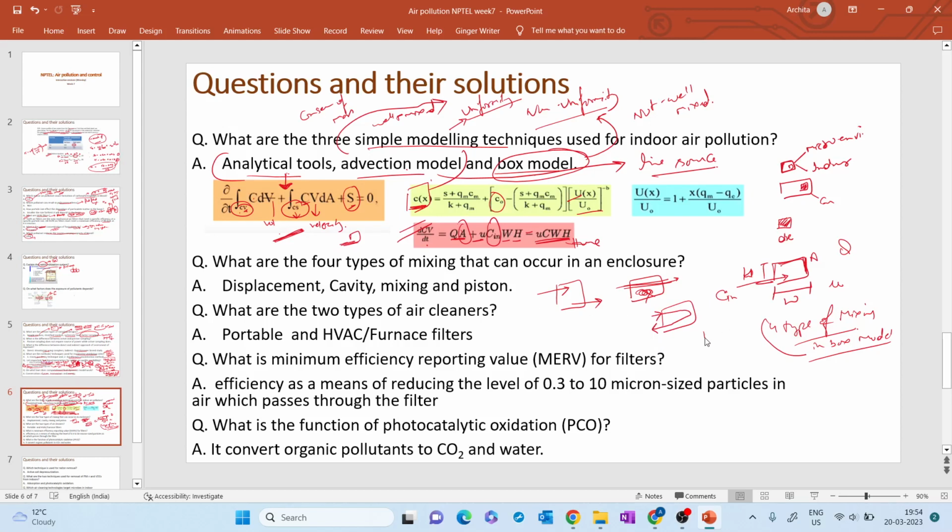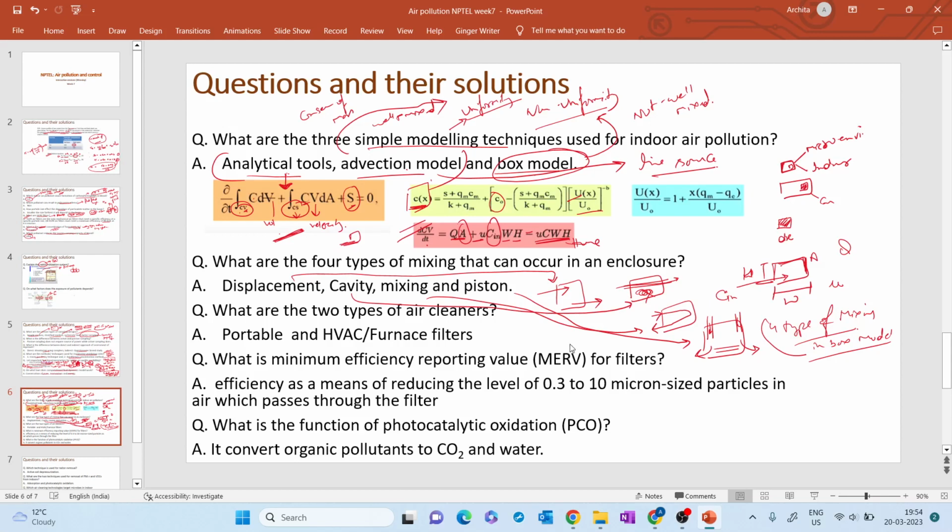And piston means that when you force air into the system and you force air out of the system. Okay, that is what piston is. Piston means that you push the air, and air will move towards the system and out of the system. So for each and every scenario there will be a different sort of box model that can be used.